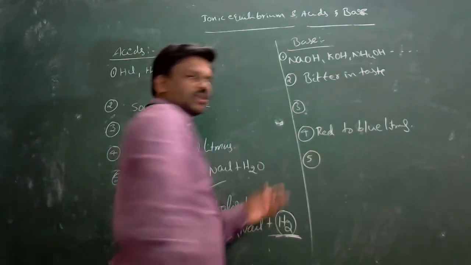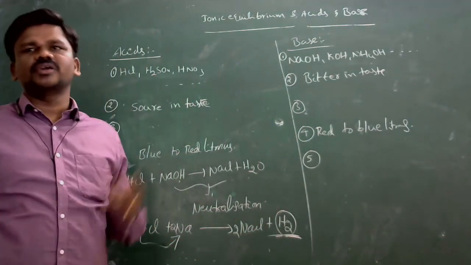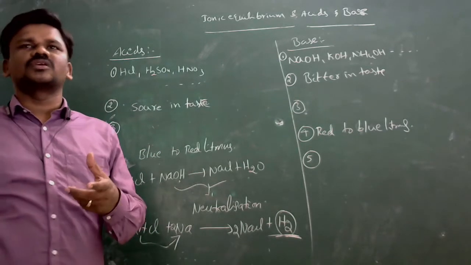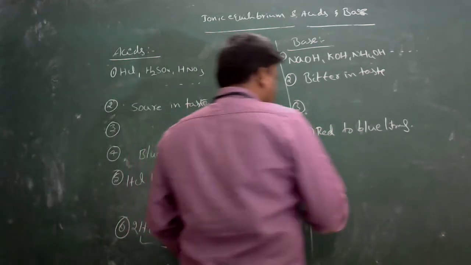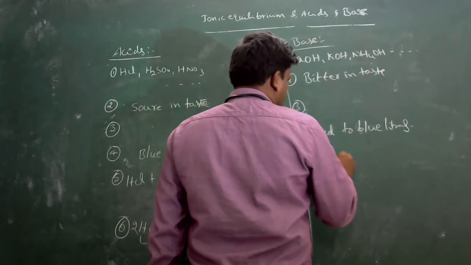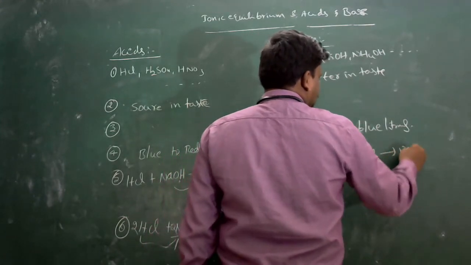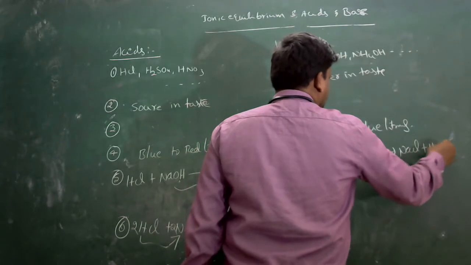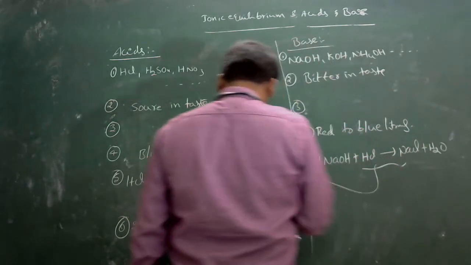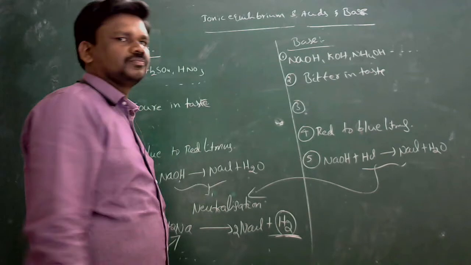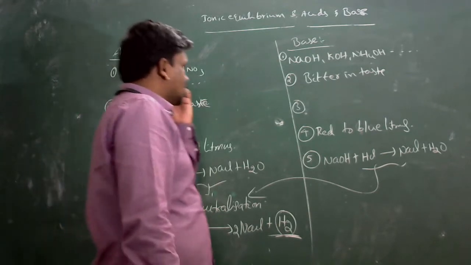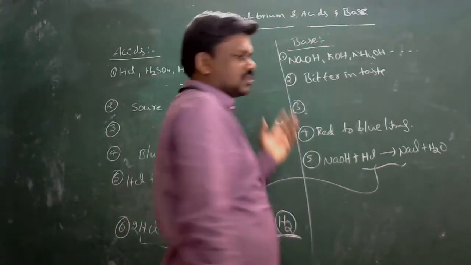And a base reacts with an acid to form salt and water, which is called neutralization. The same reaction: NaOH and HCl combine to give NaCl and H2O. This reaction is called a neutralization reaction. These are the differences between acids and bases.